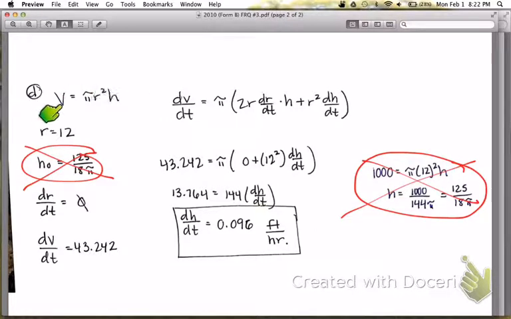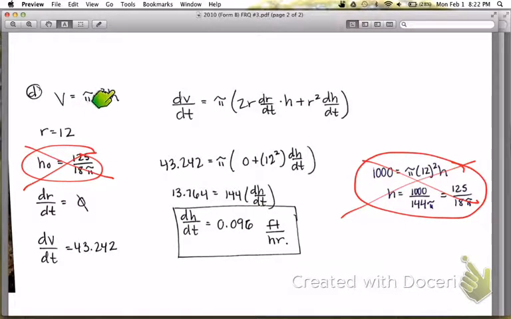So here's our volume formula. If we take the derivative of it, you'll notice that on the actual, what is it called, rubric, they plugged in 12 for R. The reason is because R is a constant. The radius of the pool is not changing.